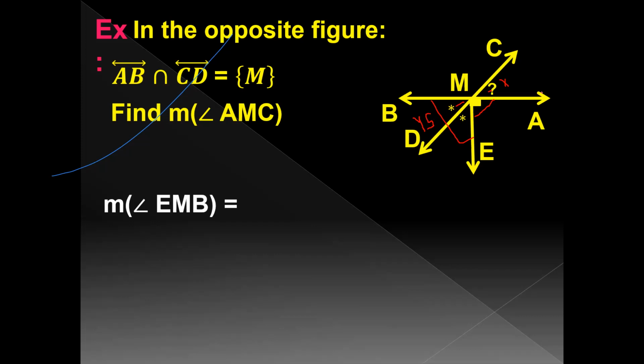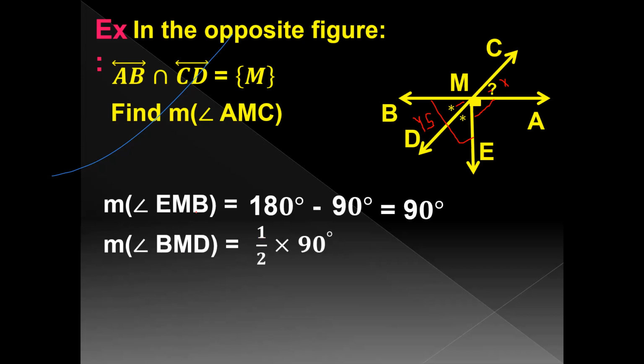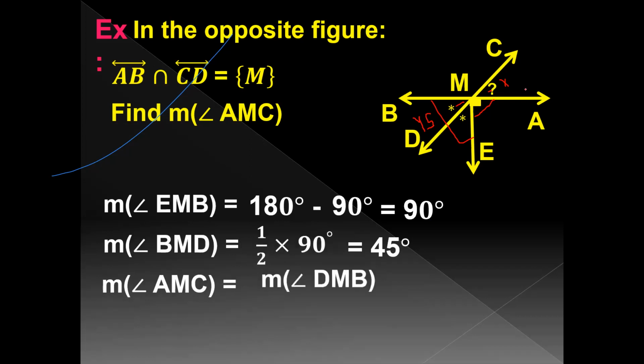So angle CMA equals also 45 degrees. Angle EMB: the measure of angle EMB equals 180 minus 90 degrees, which equals 90 degrees. And the measure of angle BMD equals angle DME, which equals 45 degrees. So the measure of angle AMC, the required one, will be equal to the measure of angle BMD. Why? Vertically opposite angles, and each one equals 45 degrees.